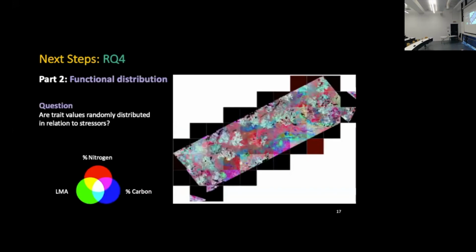And then part two, this is a functional distribution. This is an entire flight line that was collected with the HiSpecs. Down here is a road, up here is a road, up here is the encroaching Douglas fir. The idea behind this is that we are going to essentially determine if any of the traits are randomly distributed relative to these stressors, if they're more or less related to distance from them.